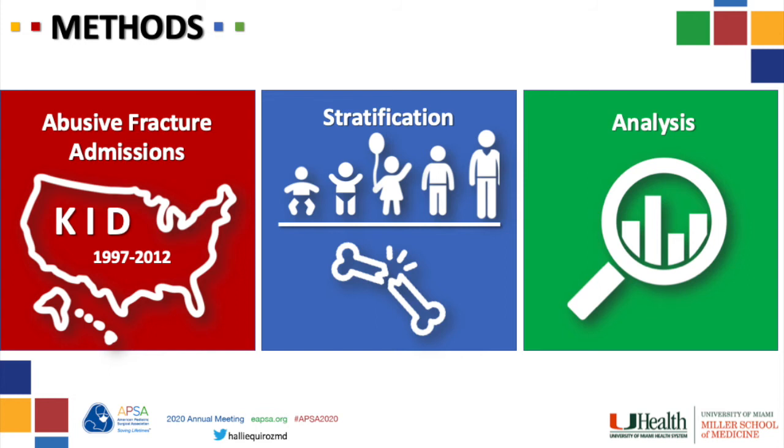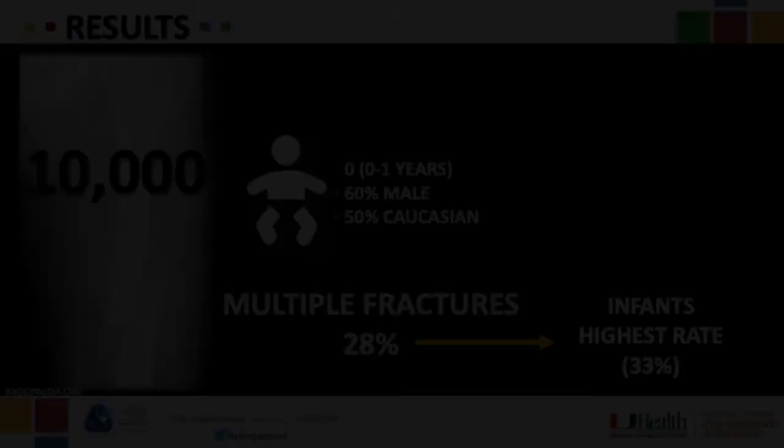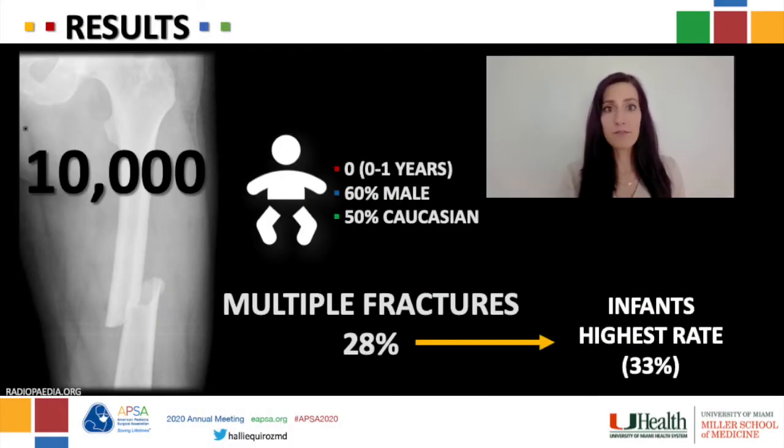Thus, we sought to analyze a nationwide data set of children with fractures of abuse to determine if specific patterns emerge with respect to the child victim's age. And then we performed an analysis with chi-squared and Bonferroni correction as necessary. The cohort consisted of 10,000 fractures.